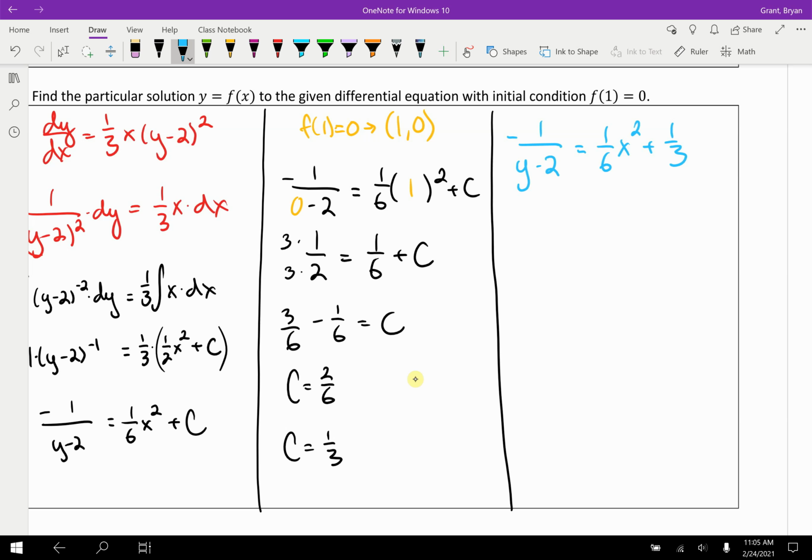Easiest thing to do first, I think, is to distribute the negative to everything. 1 divided by y minus 2 equals -1/6 x squared minus 1/3. Now, from here, you have at least 3 different options to isolate y. Okay, I'm going to give you my favorite way to do it first, and then I'll give you a couple other ways to do it after. Okay, so here's my favorite way.